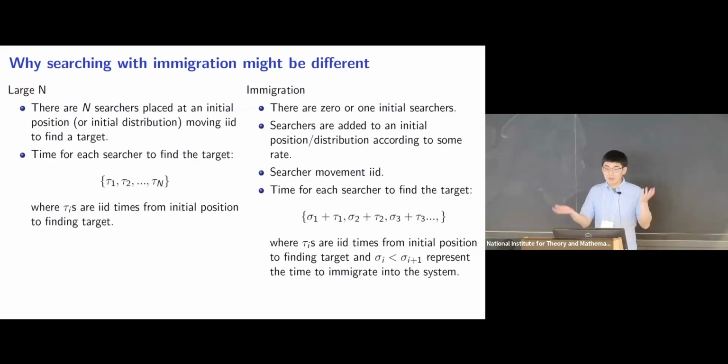What does immigration look like? There's going to be either 0 or 1 initial searchers, depending on which paper you're reading. Searchers are added to some position or distribution, again, according to some kind of rates, which might be constant, might not be constant. We'll talk about that later. And once again, we'll have searcher movements being IID. But you'll notice that the big difference is that instead of just having the taus here, now we have all these sigmas showing up. So if tau is the time for you to get from your starting point to the target, for immigration, you also need to take into account that it takes some amount of time for these guys to actually enter the system in the first place.